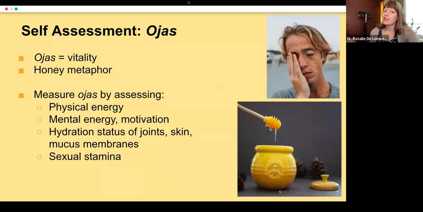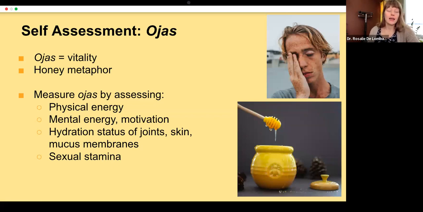We can measure ojas and our level of vitality by looking at our physical energy. Do we have extra to give at the end of the day? That would be someone with a good amount of ojas. Do we have mental energy and motivation and time to give to other people and in other places? That would be a sign of a good amount of ojas. If you think of that subtle essence as well, it hydrates our whole body, from our joints to our skin to our mucous membranes. So a well-hydrated, well-moving, well-oiled machine is also one that has a good amount of vitality or ojas.